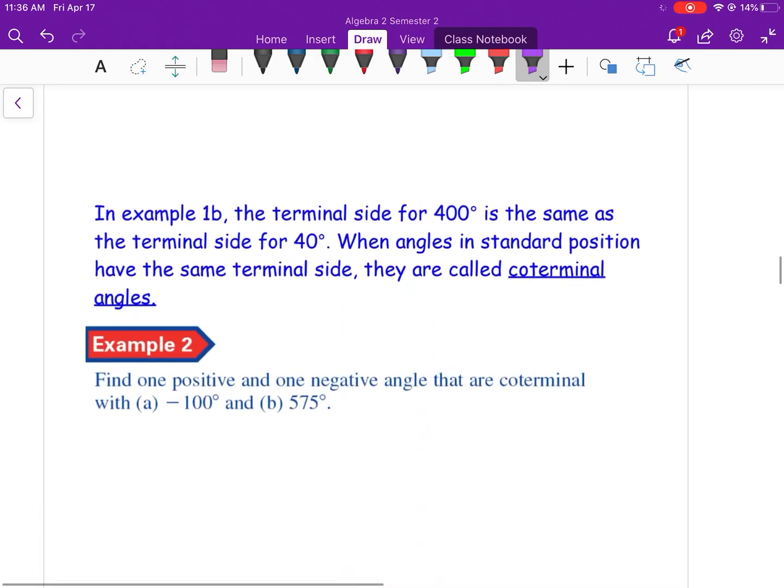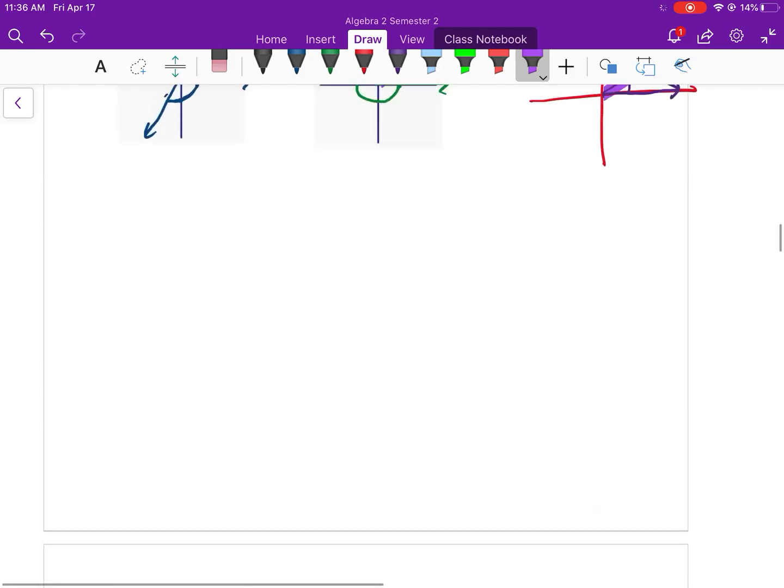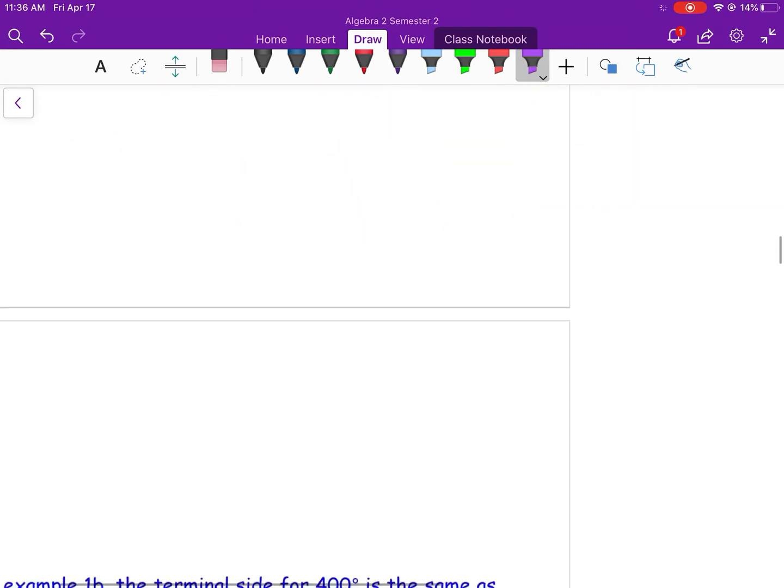When that happens, these are called coterminal angles. Okay, so when angles in standard position, okay, that's what we're doing here. We're drawing an angle in standard position.